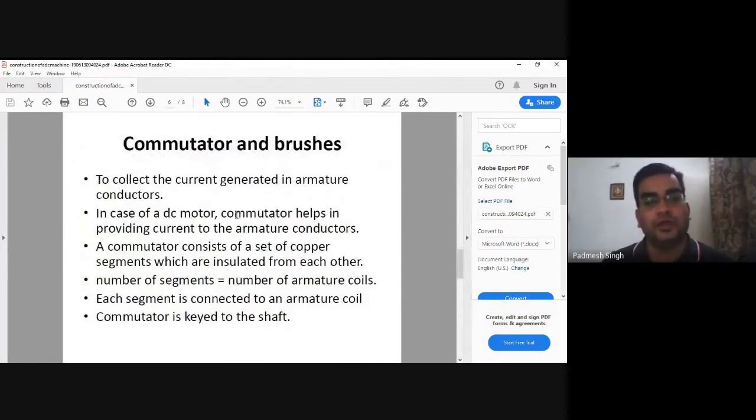the purpose is to collect the current generated in the armature conductor. In case of a DC motor, the commutator helps in providing current to the armature conductor. The commutator consists of a set of copper segments which are insulated from each other. The number of segments equals the number of armature coils, meaning each segment is dedicated to each coil, and they are insulated from each other through a thin mica sheet.